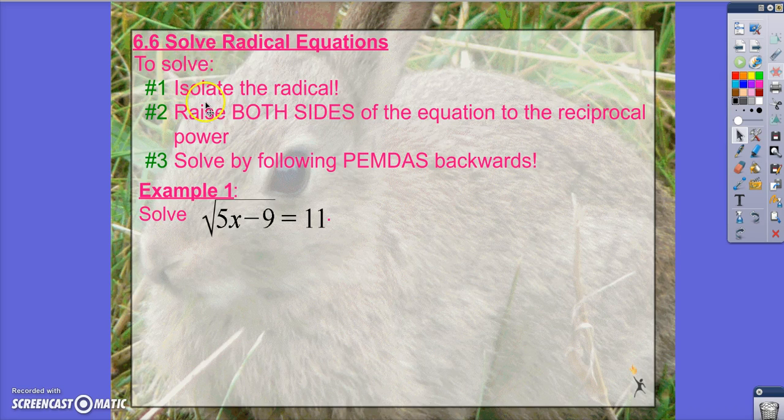So let's take a look at example one, and we'll go through the steps again. So one, isolate the radical. Do you see how on the left-hand side, we already have just the radical with what's inside it? Square root of 5x minus 9 equals 11. This is already isolated, so step one has been done for us already. Now, what's the opposite of a square root? Hopefully you remember it's a square.